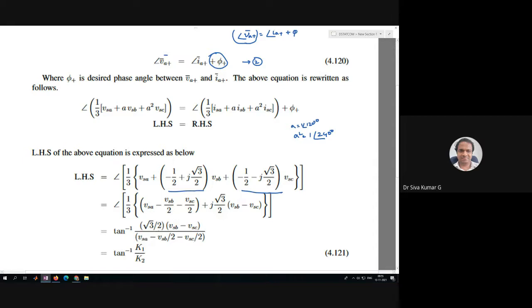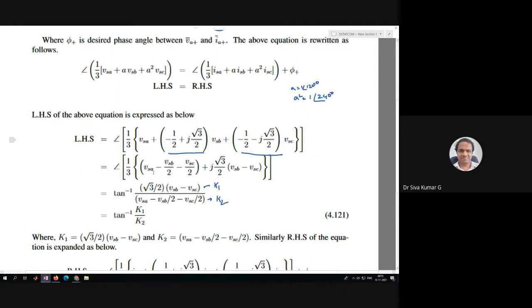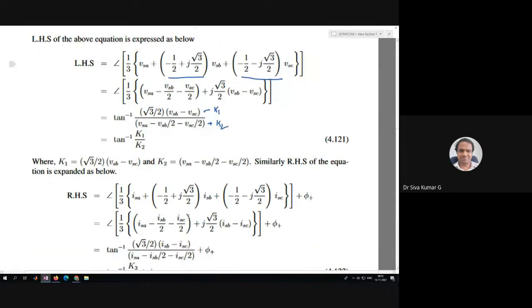The imaginary part of j root 3 by 2 VSB minus VSC, divided by the real component, is equated to K1, and the real component is equated to K2. Now we go with the RHS equation also. The RHS equation is this, right? 1 by 3 times of ISA, the same thing, ISB, it is of A, 1 at an angle of 120 degrees. A square is 1 at an angle of 240 degrees.